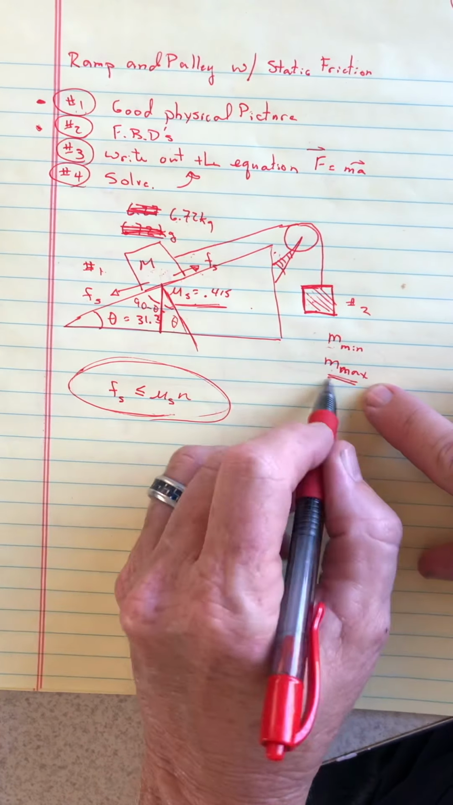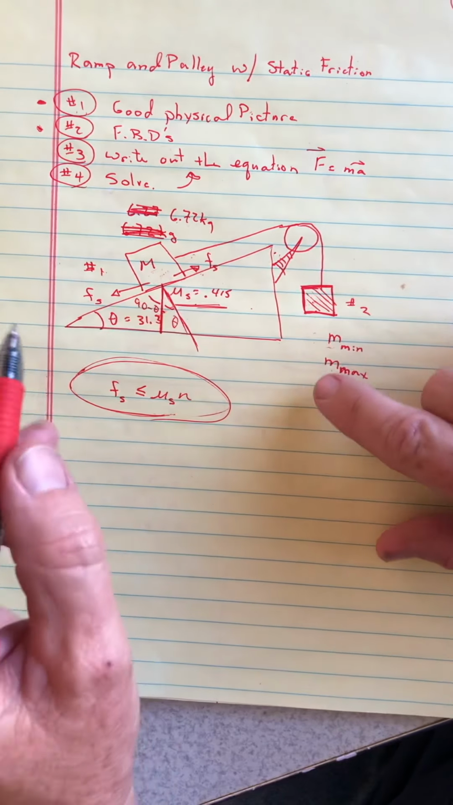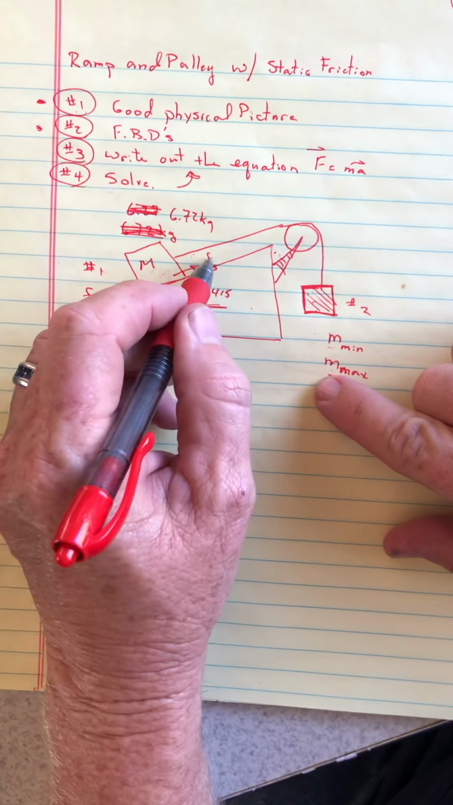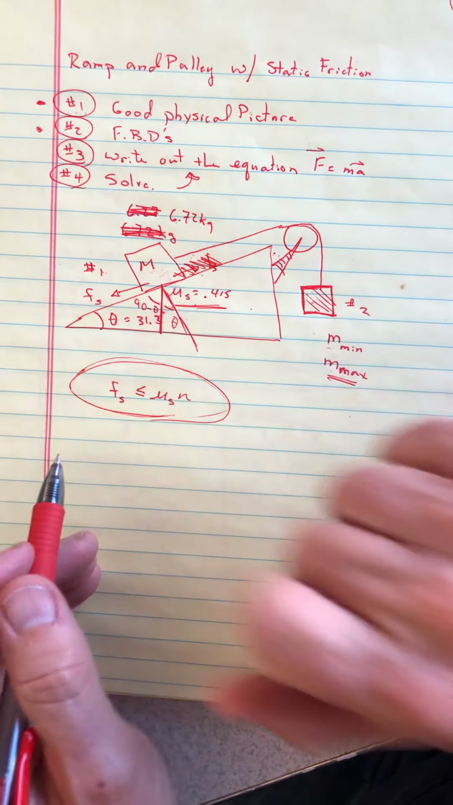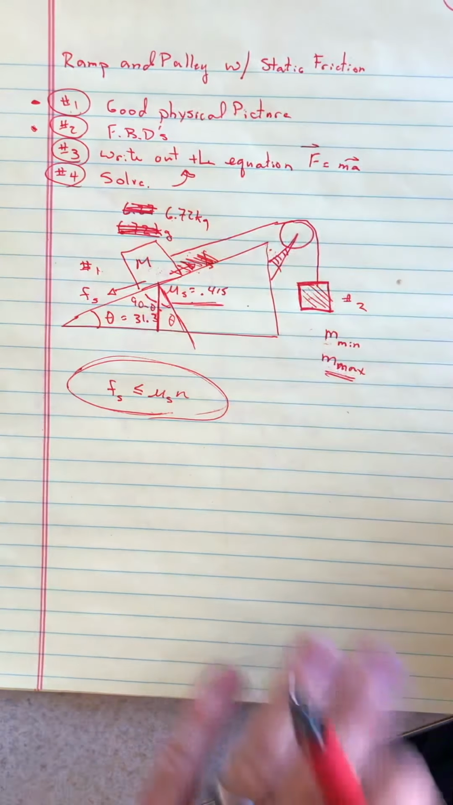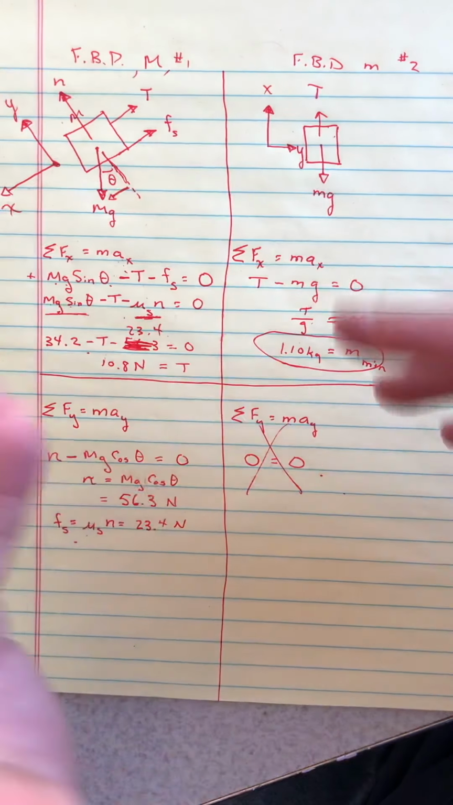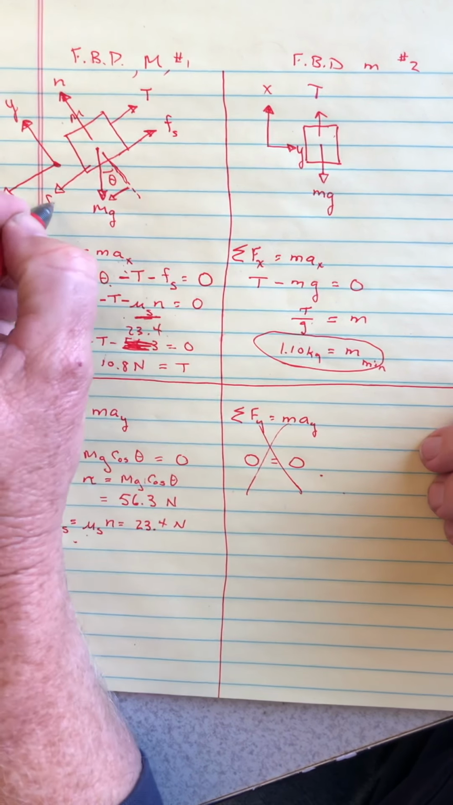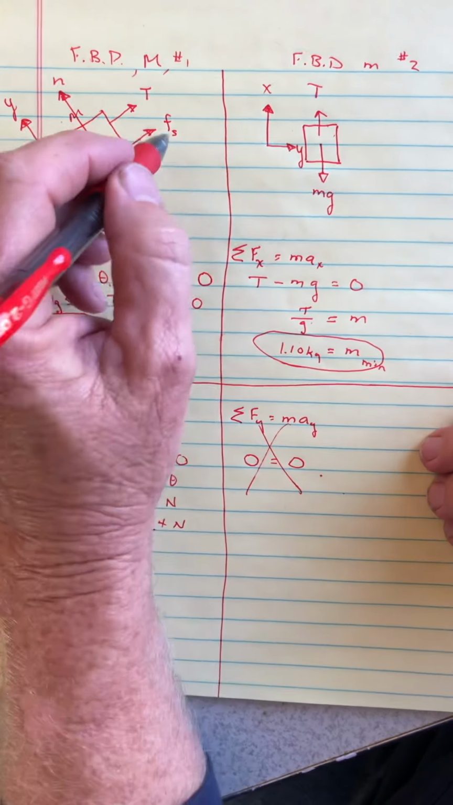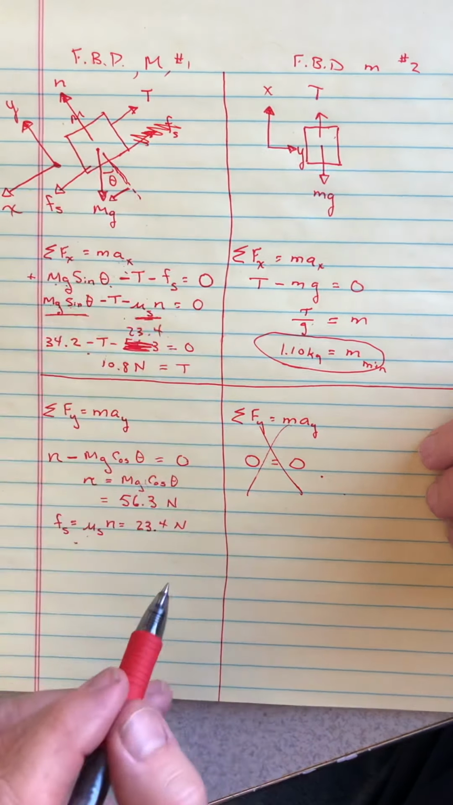When we put a maximum, this is going to want to pull it up the hill. And so what's going to happen is the static friction, instead of being up the hill, will be down the hill. So when we go to our free body diagrams, we would be drawing a force of friction down the hill instead of up the hill.